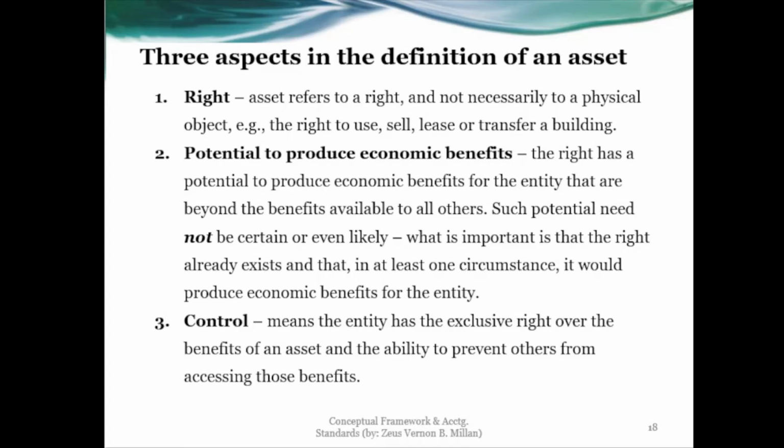And then the next aspect is the potential to produce economic benefits. This is when the asset is used to produce another asset. Like in the concept of inventory, right? Your inventory, you sell it to earn income, and then you use that income to buy another inventory, and so on and so forth. So it goes in a cycle. And the next aspect is control, meaning the entity has exclusive right over the benefits of an asset and the ability to prevent others from accessing those benefits.